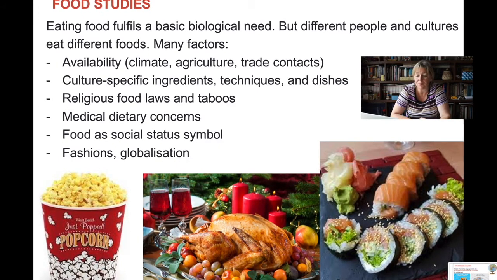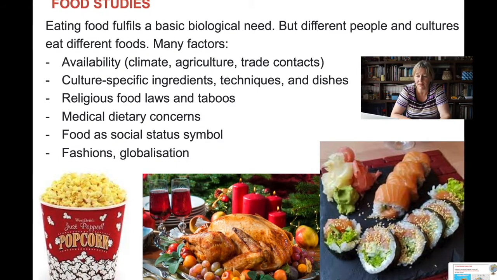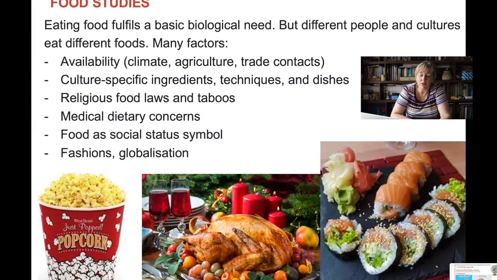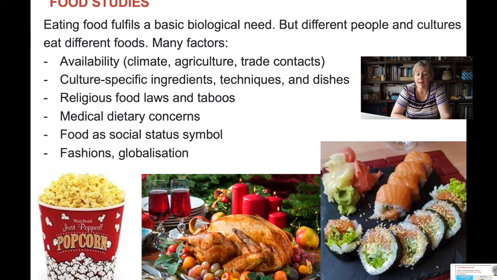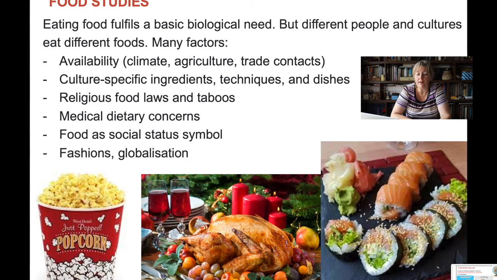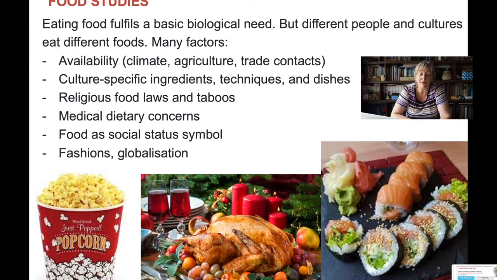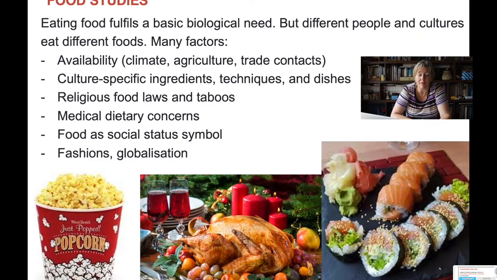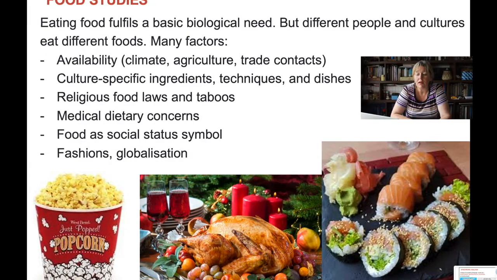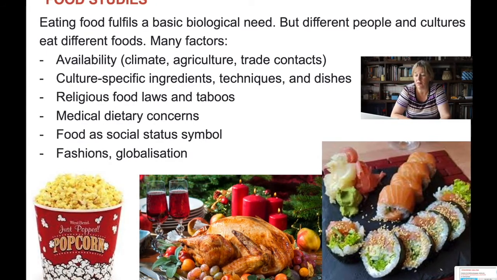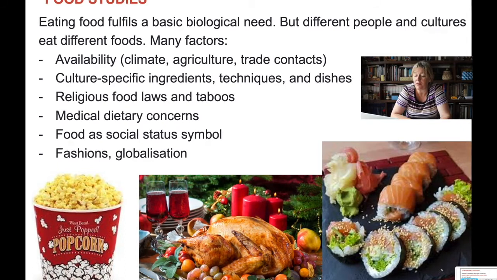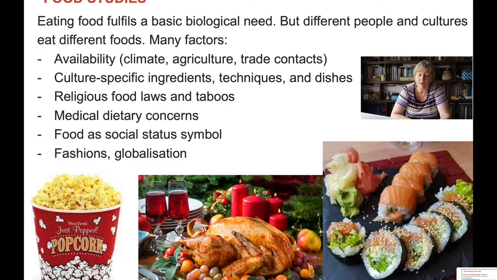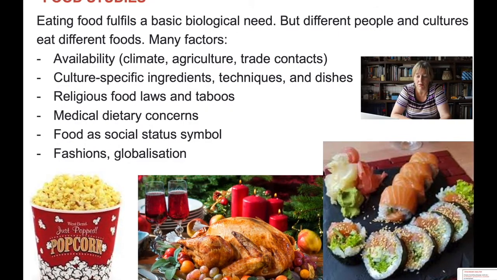These are cultural factors. Then we have some culture-specific ingredients or techniques or dishes, like, let's say, in the Far East, rice is the most popular food, not only because this is available in the climate there, but also there is a lot of culture involved. Here we have an image of a sushi dish from Japanese culture, so a very specific way to eat rice.